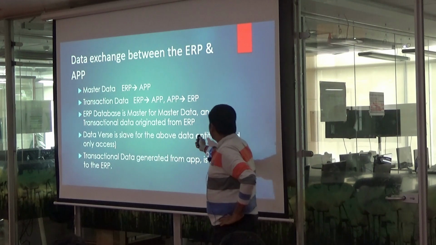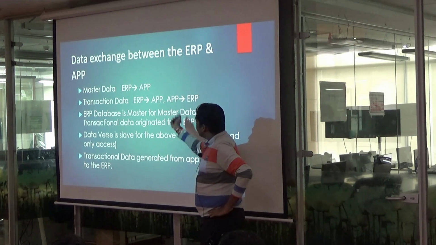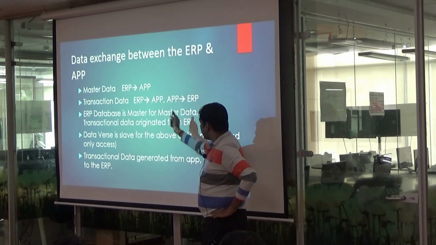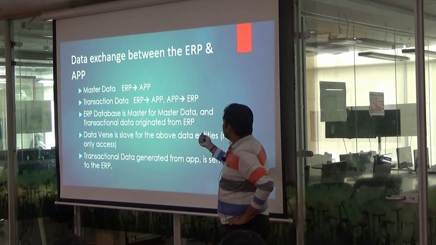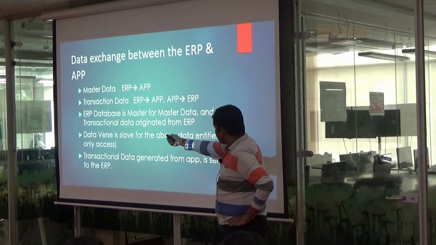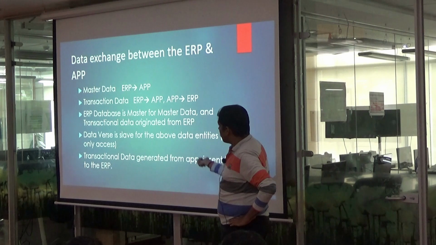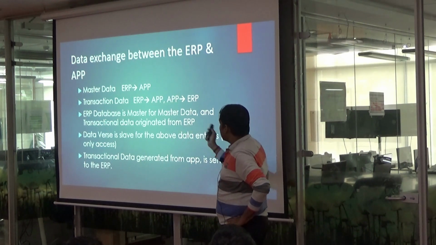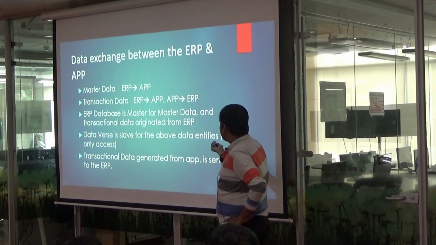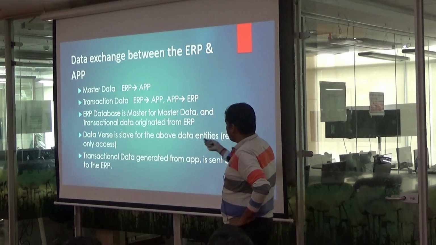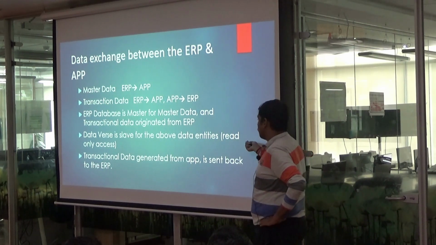Because if you modify the data, there will be a difference between the master data, that is the ERP data, and the app data. So the database is like a slave database. It just receives the data from the ERP database, and there is only read-only access. So this is for the master data.